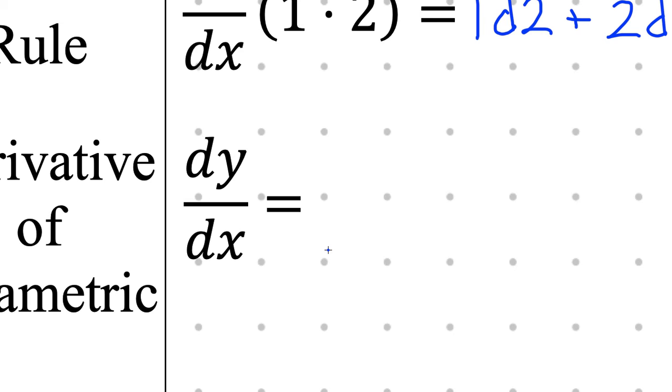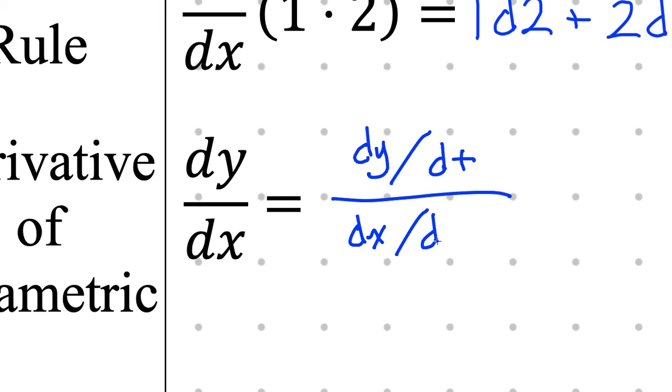No one's looking at your notes? So dy over dx is equal to? You said it incorrectly. There it is. dy dt in the numerator, and then dx dt in the denominator.